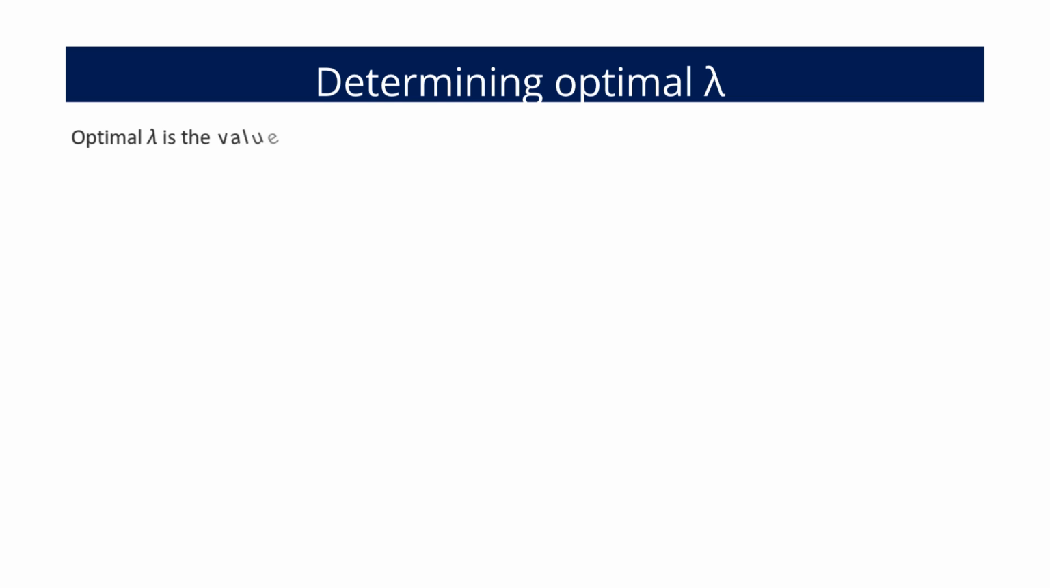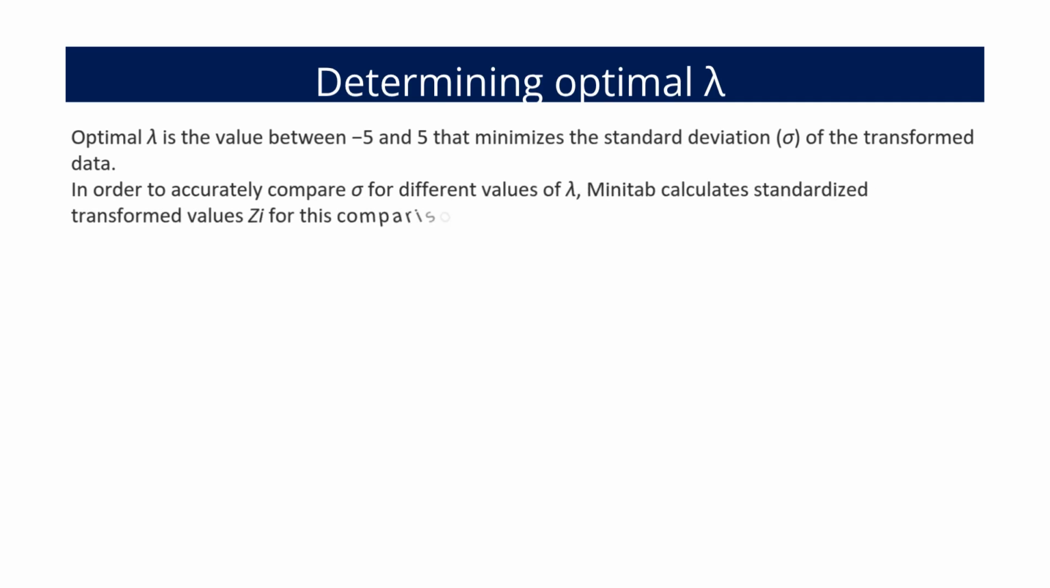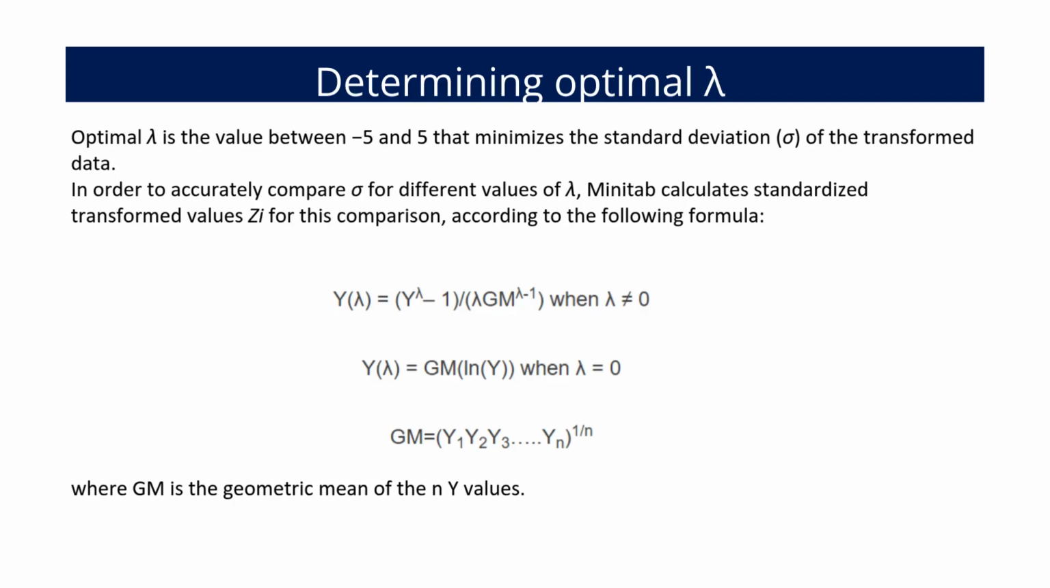Optimal lambda is the value between -5 and 5 that minimizes the standard deviation, sigma, of the transformed data. In order to accurately compare sigma for different values of lambda, Minitab calculates standardized transformed values z for this comparison, according to the following formula, where gm is the geometric mean of the n y values.